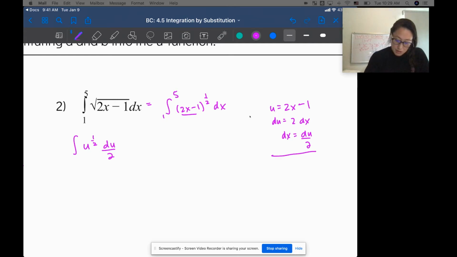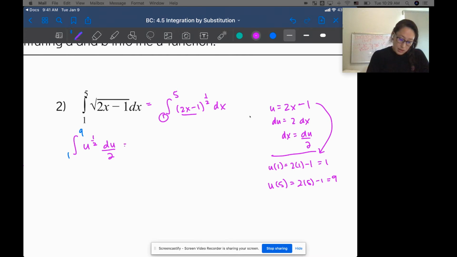But I need to change my bounds. So I have u of 1, because that's my lower bound, I'm using this u equation. So 2 times 1 minus 1 is equal to 1. And then u of 5, the upper bound, is 2 times 5 minus 1, which is equal to 9. So I'm integrating from 1 to 9 now.